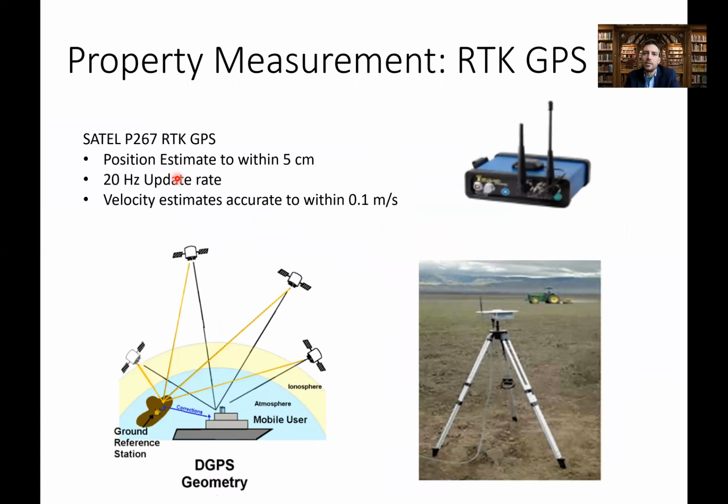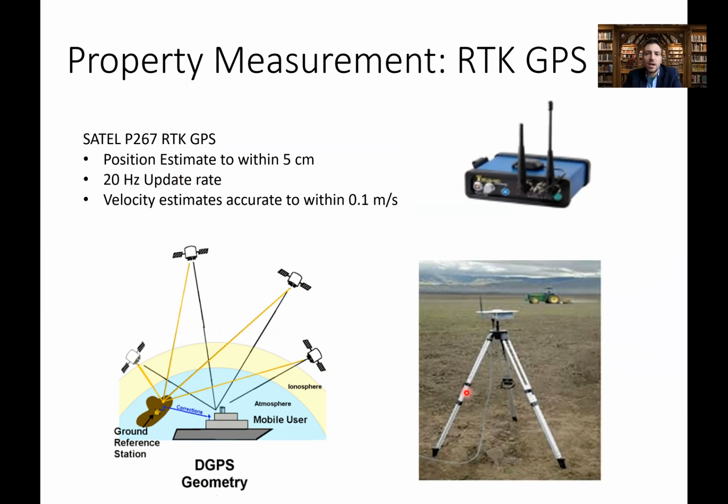For any experiment, if we're trying to show that a property like velocity control holds, if we're trying to show that that's stable, we need a way to measure velocity that's at least as accurate as we expect our controller to be. So for that, we're going to use a piece of equipment called a real-time kinematic GPS.